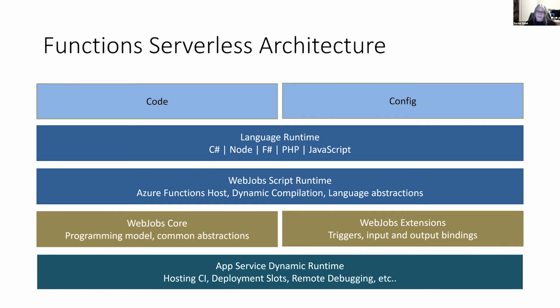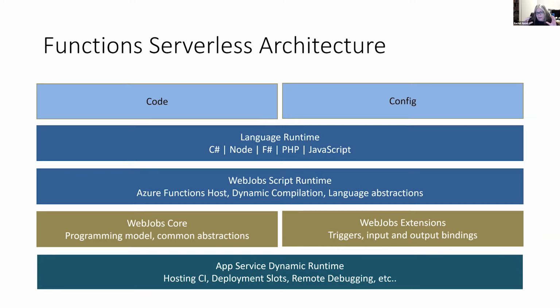On top of that, the web jobs and core and extensions. Before they were functions, they were called web jobs, and it was like the precursor to functions. So you'll see the word web jobs scattered about in some of the namespaces, and a little bit of that left over. So things like we're really going to work in this level a lot, the triggers, input and output bindings as well. And of course, the programming model itself and common abstractions.